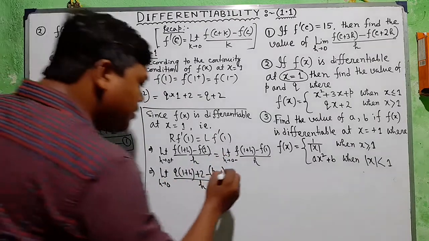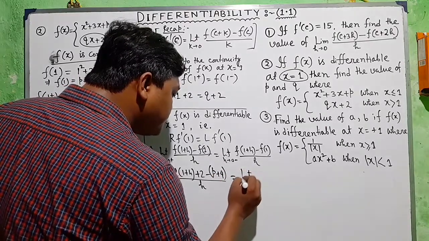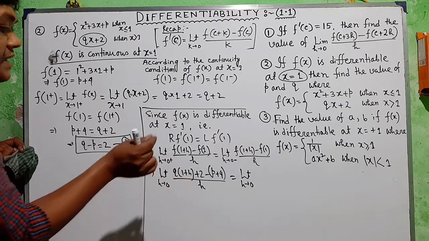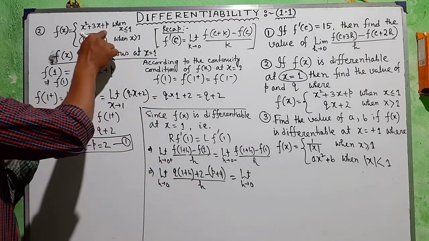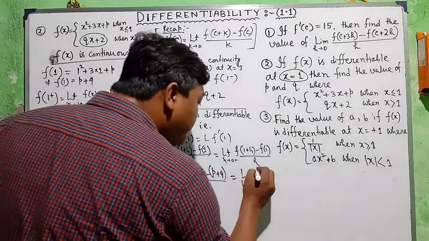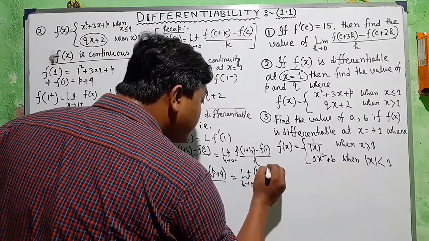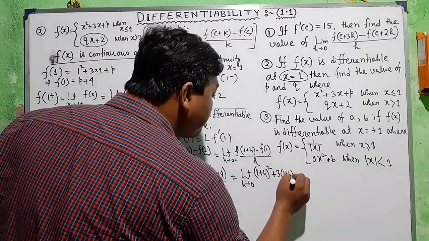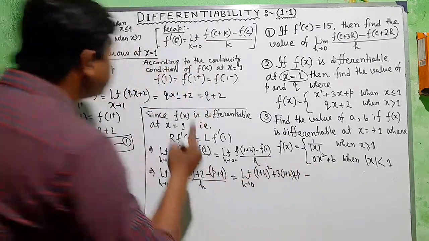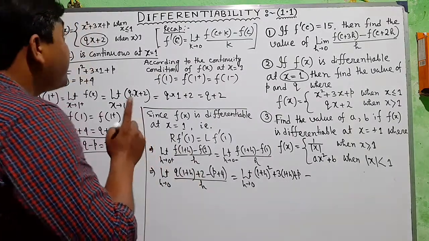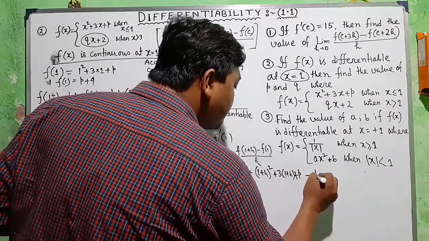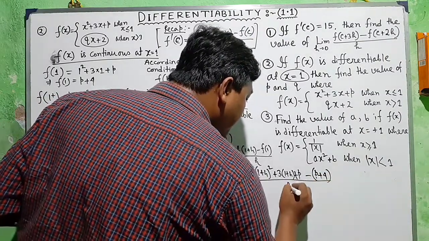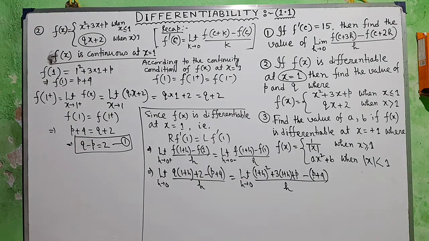okay, equals limit h tends to 0 minus, just put 0 because you choose 1 plus h tends to 0 minus, that means that is less than or equal to 1. So if you put (1 plus h) whole square, plus 3 into (1 plus h), plus p, minus, put the value f(1), that is p plus 4, by h. Alright, up to this point it is clear to you?